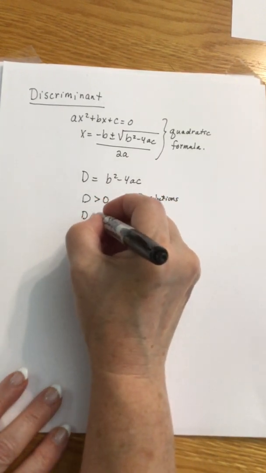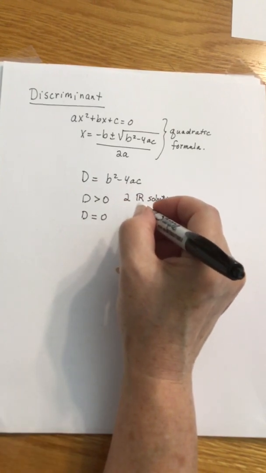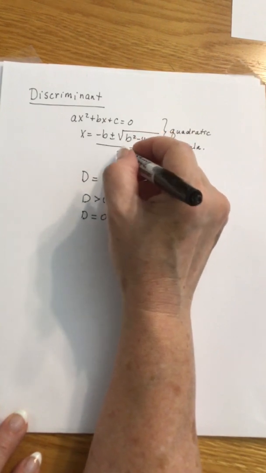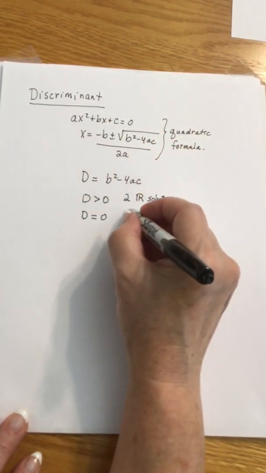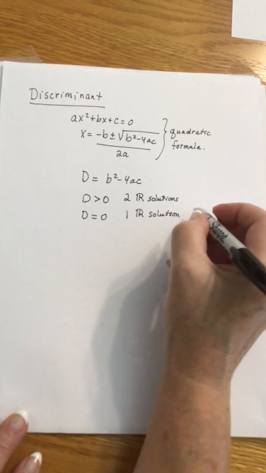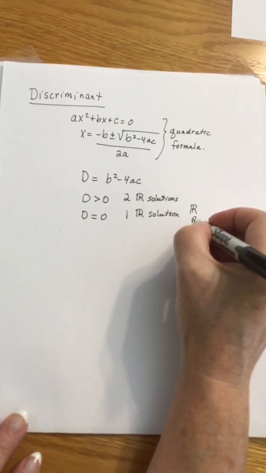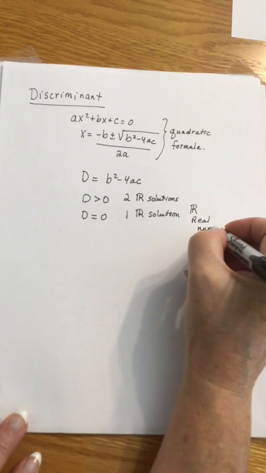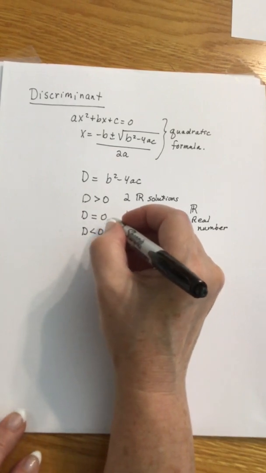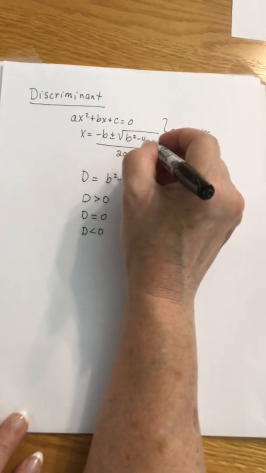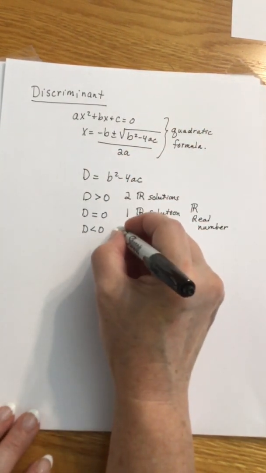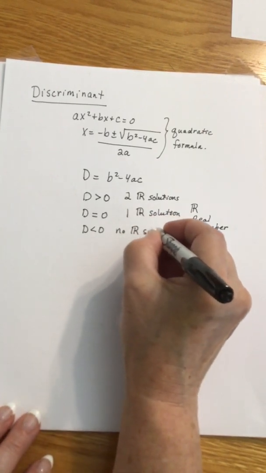If I have d equal to 0, that's going to make that whole term go away, and the plus and minus is going to go away with it, and we just have the negative b over 2a. So this one's going to have one real solution. Remember again, we said that funny R stands for real number. If I have d less than 0, that means this is going to be a negative number. Now, we haven't talked about imaginary numbers yet, but this is not going to be a real number this time. So we're going to have no real solution.